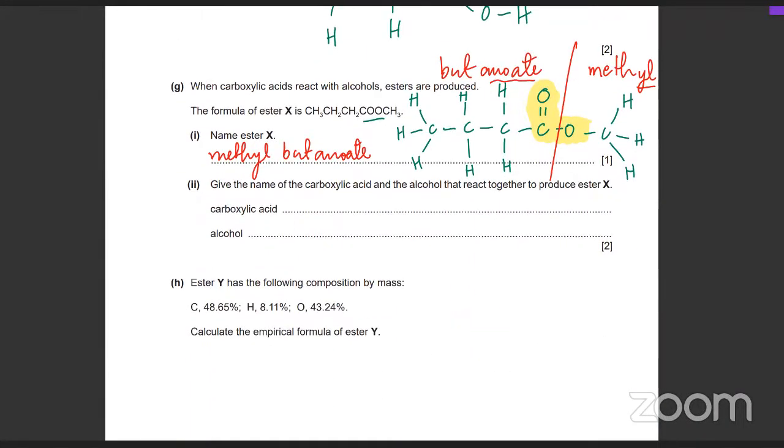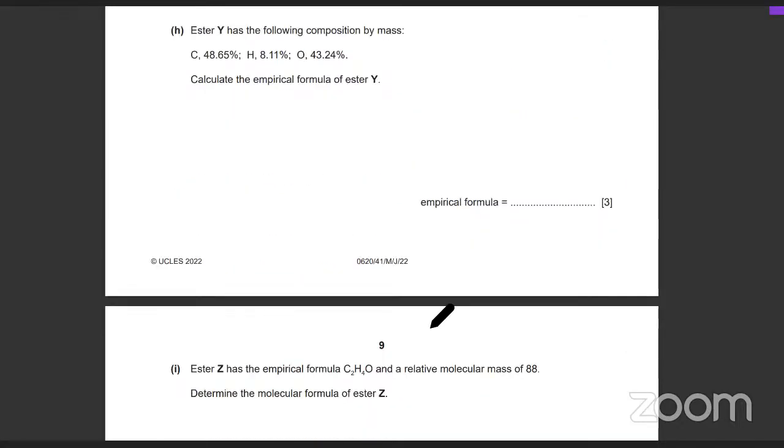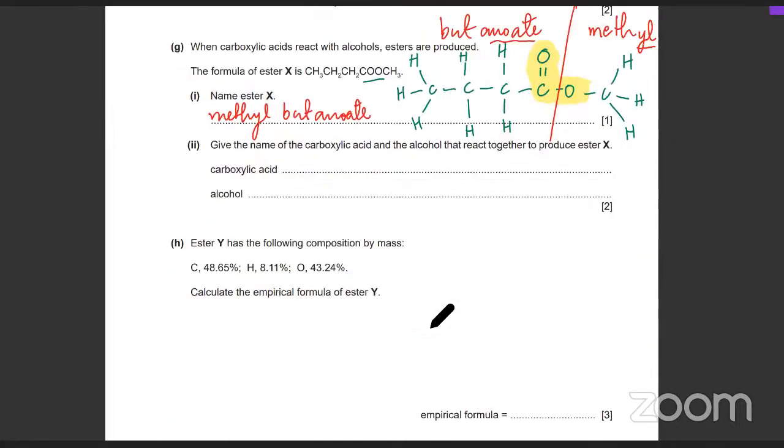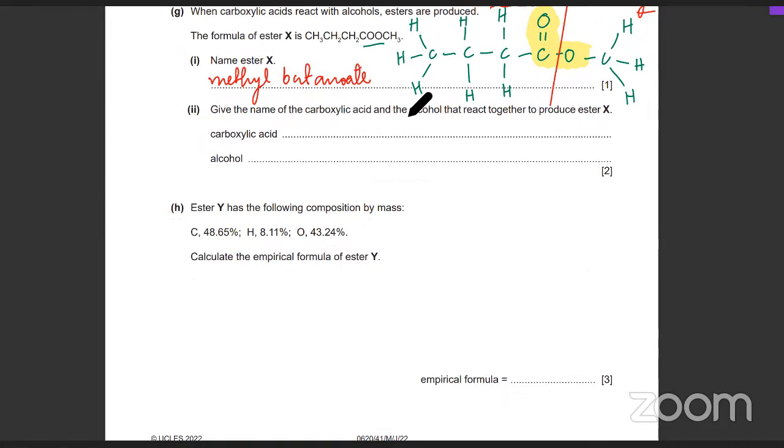And then it says to draw the next one. So roughly, we can start with the division of organic chemistry as well, we can try and cover that. We'll end with this question, and once it's finished, we'll end. Give the name of the carboxylic acid and the alcohol that react together to produce ester X.